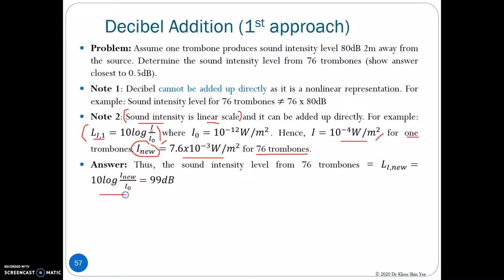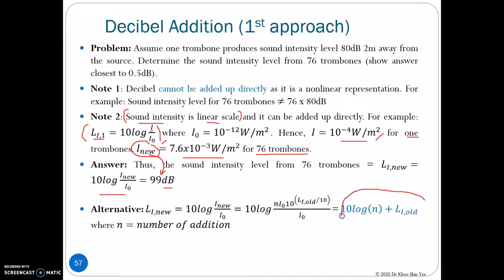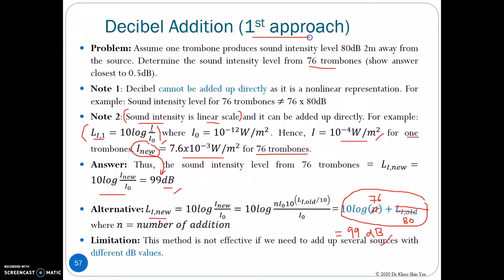Then by using this formula, we can convert the sound intensity into the sound intensity level in dB unit. We can also use this formula to compute the sound intensity level for 76 music instruments. Initially, the sound intensity level for one music instrument is equal to 80 dB. And if we have 76 music instruments played together, by computing this, you obtain the same result as the previous answer. So this is the first approach that you learn about decibel addition.